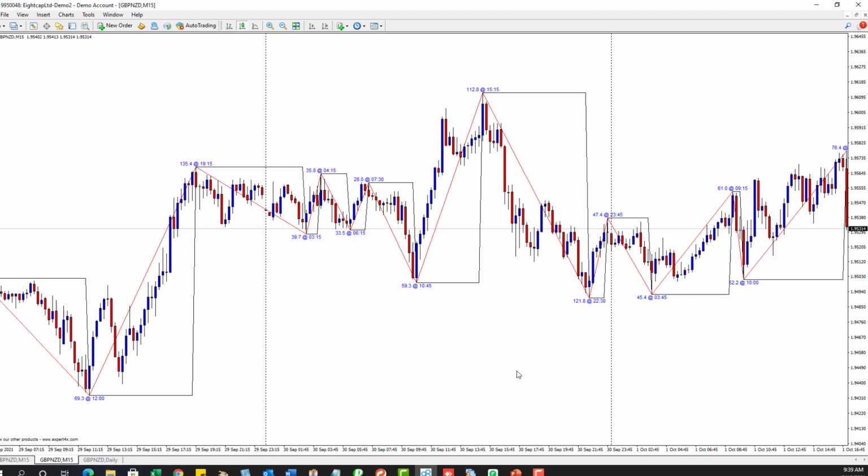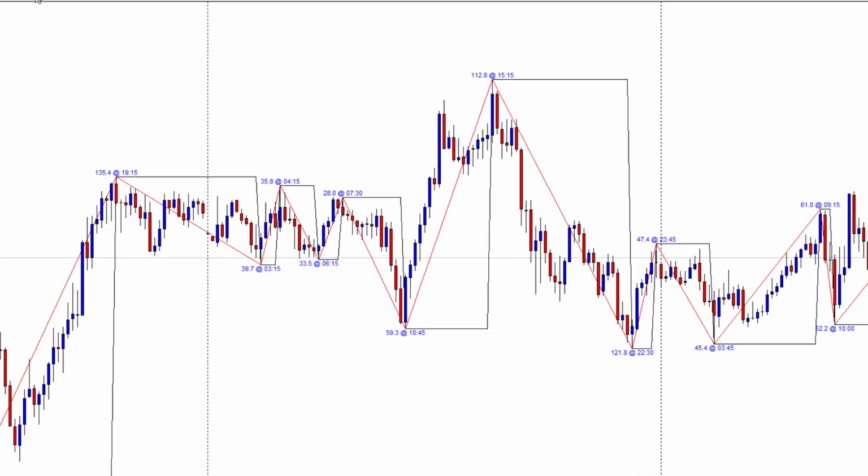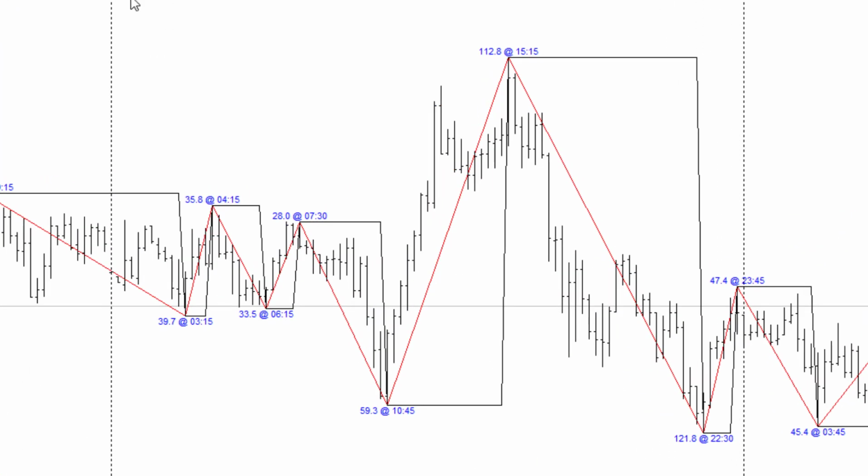So let's go and have a look at this particular tool. Now, on your screen you can see the trend timer, and I'm just going to change the candles to bars to make it a little bit clearer. There you are, that's a little bit clearer. So what this tool does is identify the major turning points in the market and then give you information about those turning points.